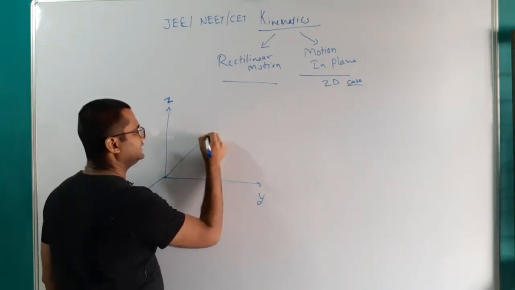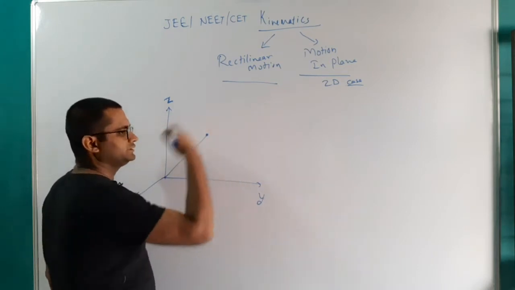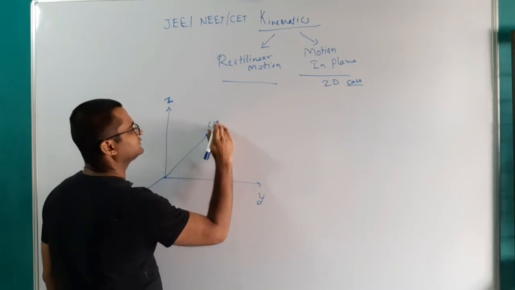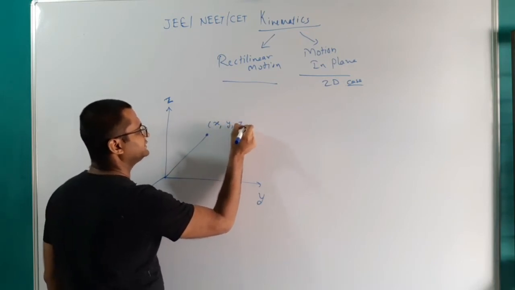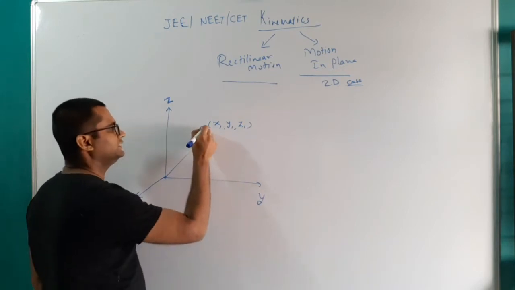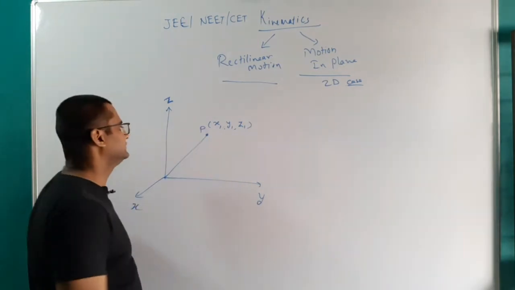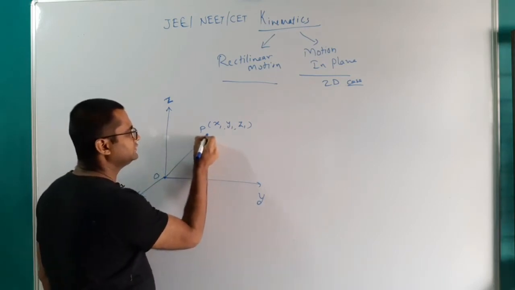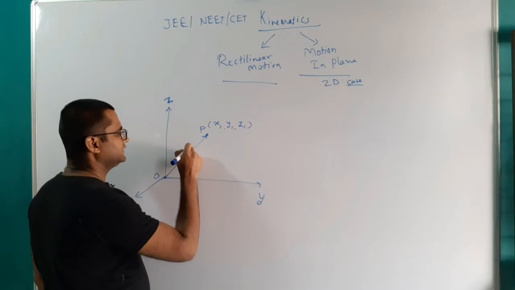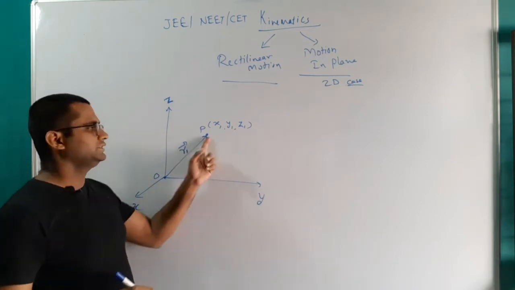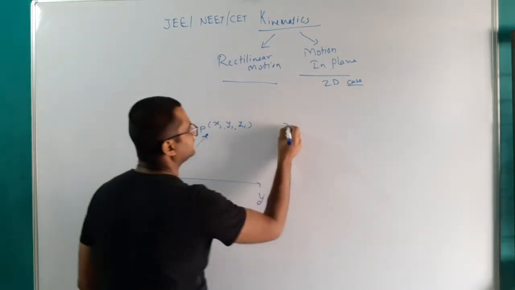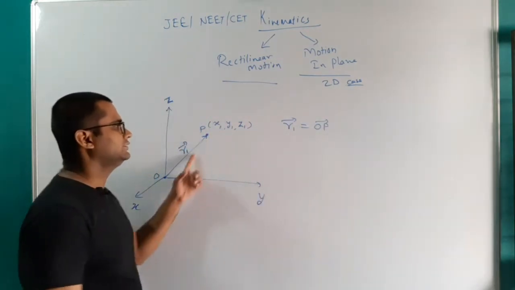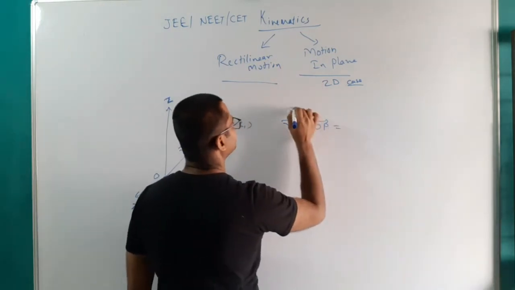So let us say I have a point particle here in this space. It will have three coordinates, x1, y1 and z1. These are the coordinates of any particle at any given time. If I draw a vector from the origin to this particle and call that vector r1 vector, which is the OP vector from O to P, it is called the position vector.